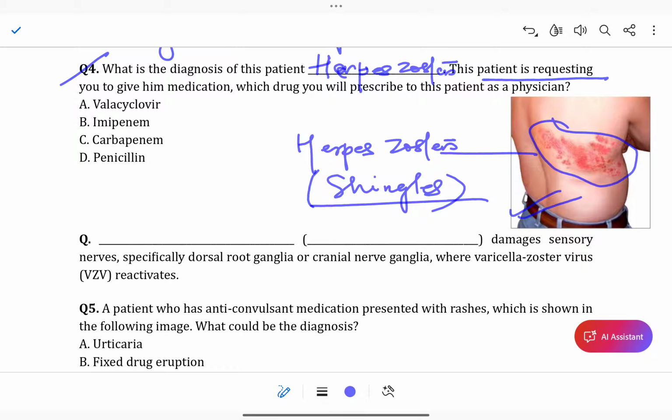This patient is requesting you to give him medication. Which drug will you prescribe to this patient as a physician? Yes, please tell me. Which drug? Valacyclovir, imipenem, carbapenem, and penicillin. Okay, please think about it. Which drug can you give to this patient?